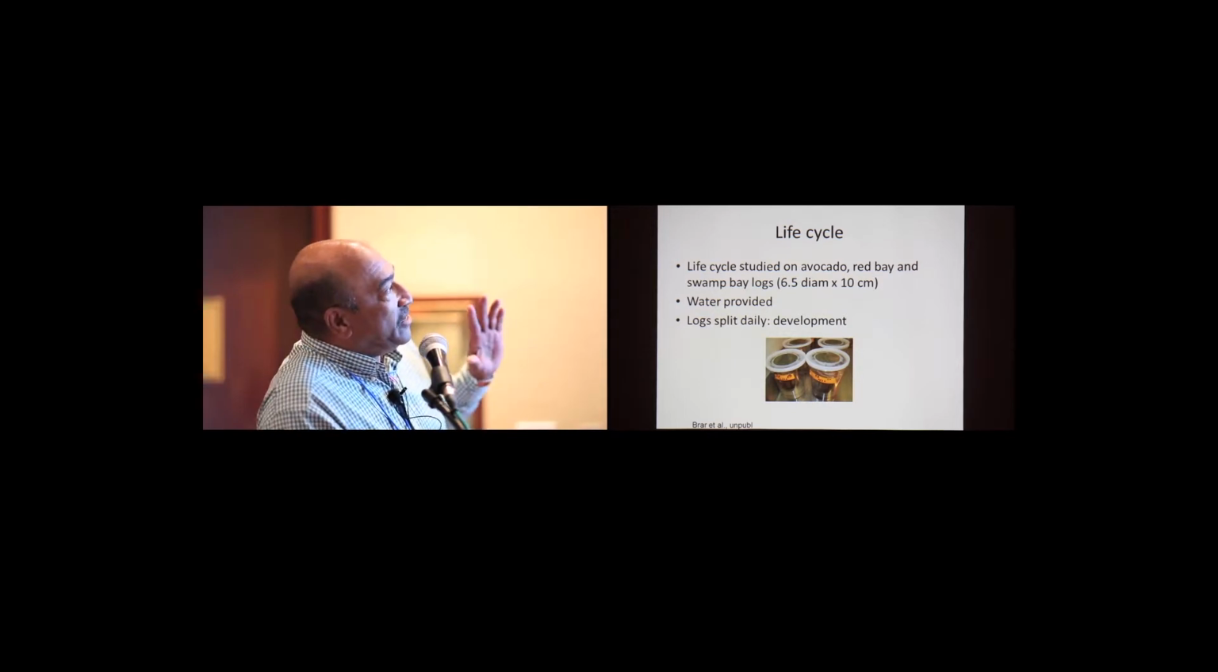The life cycle opened a can of worms, really. We studied the life cycle in avocado, Red Bay, and Swamp Bay. And the reason that we started testing this basically is basic knowledge that we needed, but also because in the collections of Red Bay, Swamp Bay, and avocado, we always observed that from avocado, very few Xyleborus glabratus were emerging.